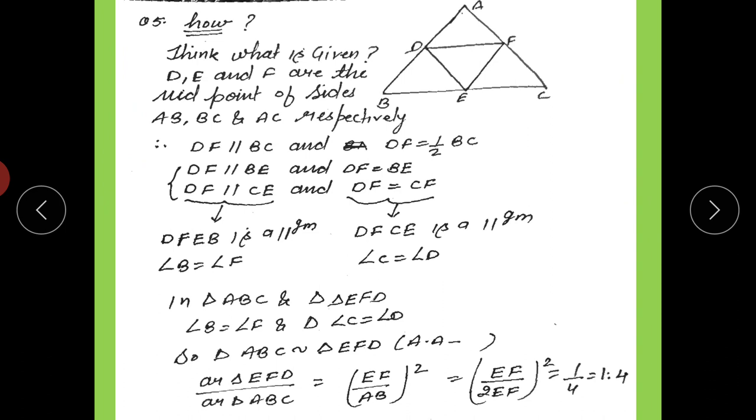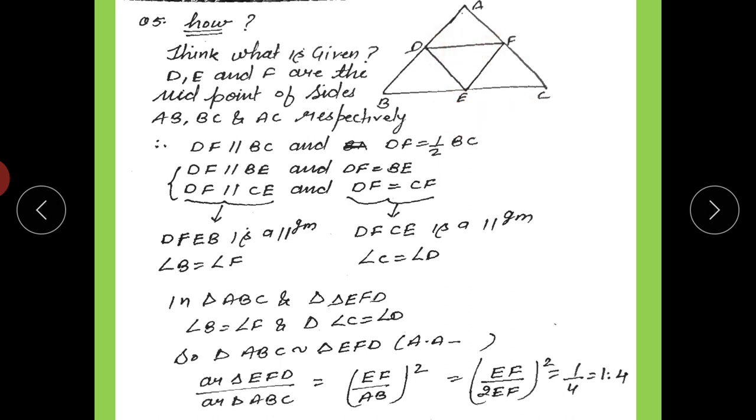So if D and F are the midpoints, then the line segment DF joining them is parallel to BC and DF is half of BC. If DF is parallel to BC and DF is half of BC, then DF is parallel to BE and DF parallel to EC, and DF is equal to half of BC, meaning BE, half of BC meaning EC. So DF is equal to BE and DF is equal to EC.